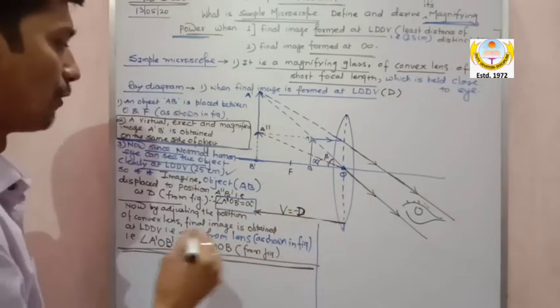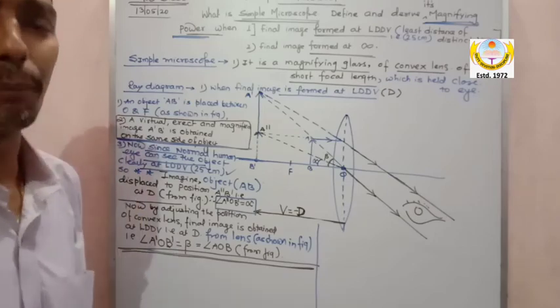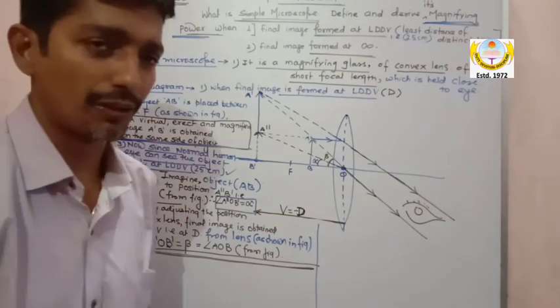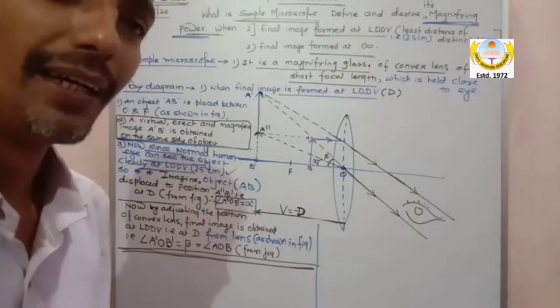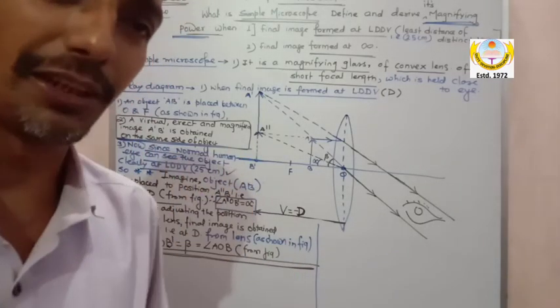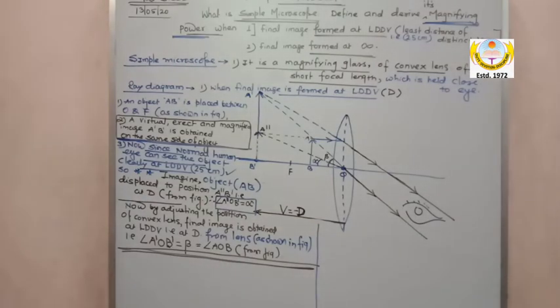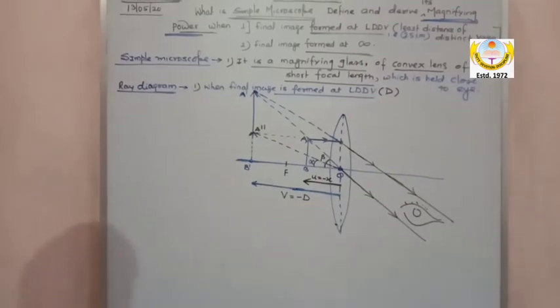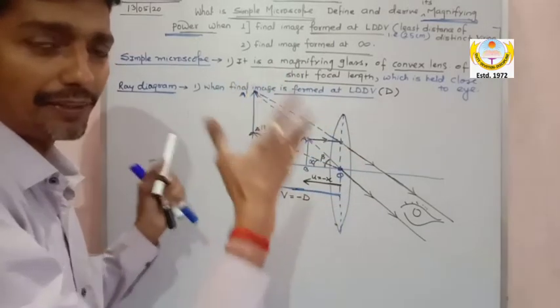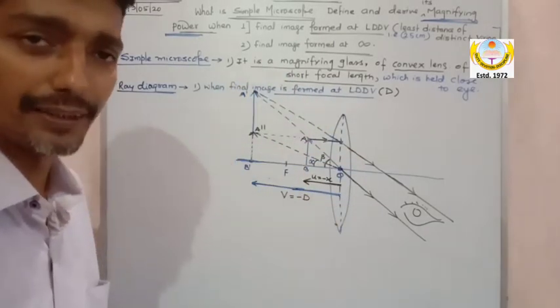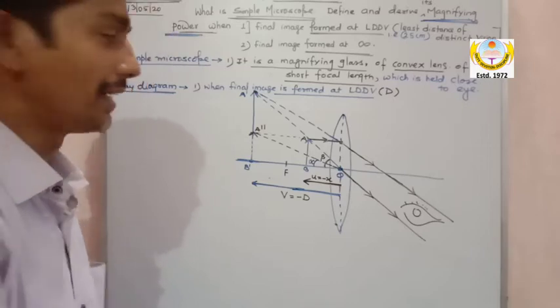Now, my dear, let's go for the definition of magnifying power and the derivation for the same, for LDDV. Let's go to the derivation of magnifying power for LDDV, after the explanation of the ray diagram and the theory concepts. Now, what is magnifying power?